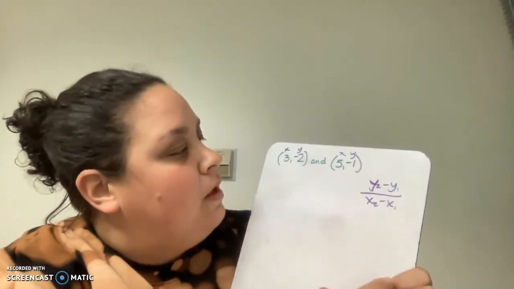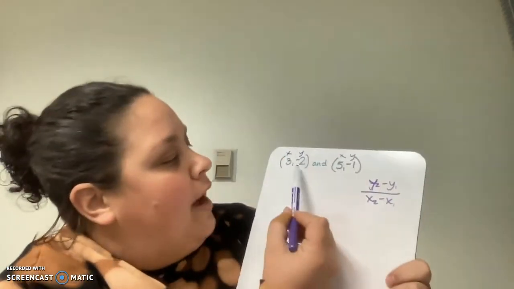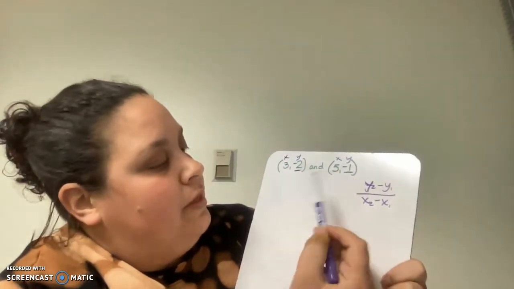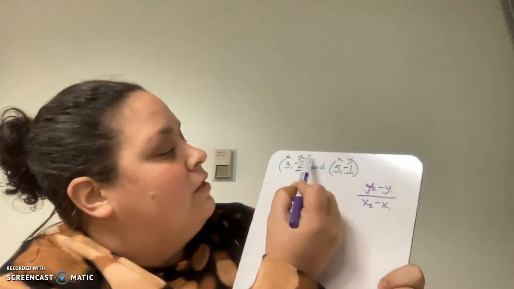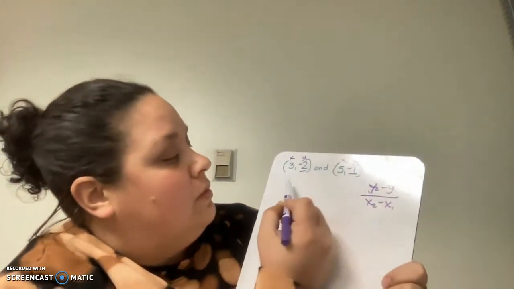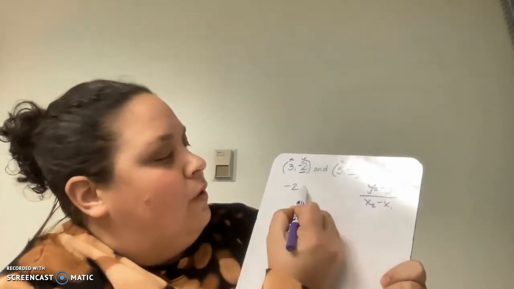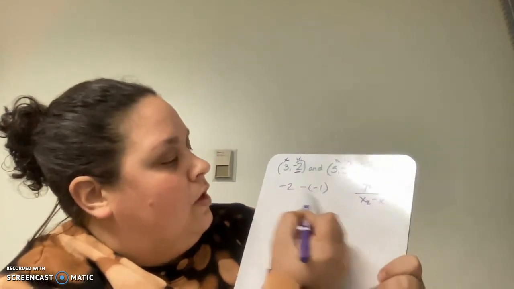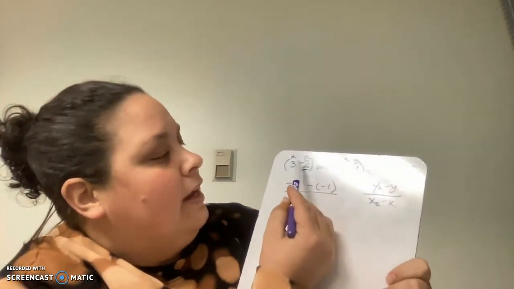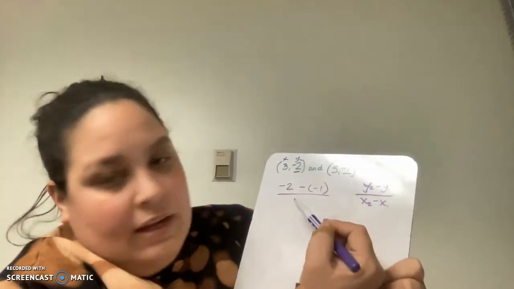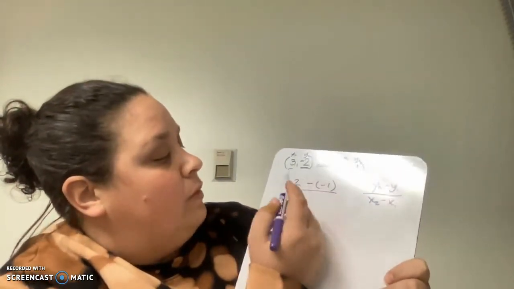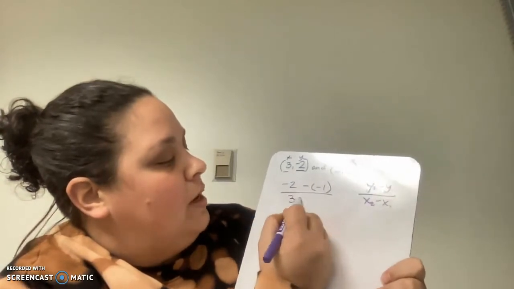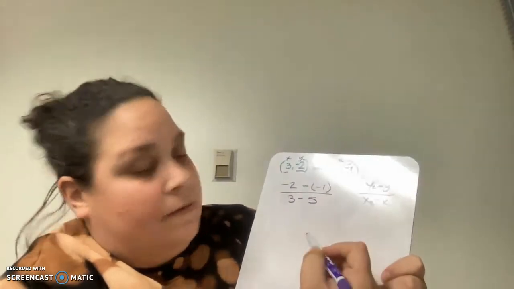Alright, so we're going to start with our y's. So here we go, we're going to start with these two. Again, it doesn't matter which one. I always like to make this one my second and this one my first, just because I like to go in order. So I'm going to take my -2 minus my -1, which means if I start with this one, I have to start with the 3. So I'm going to do my 3 minus my 5.